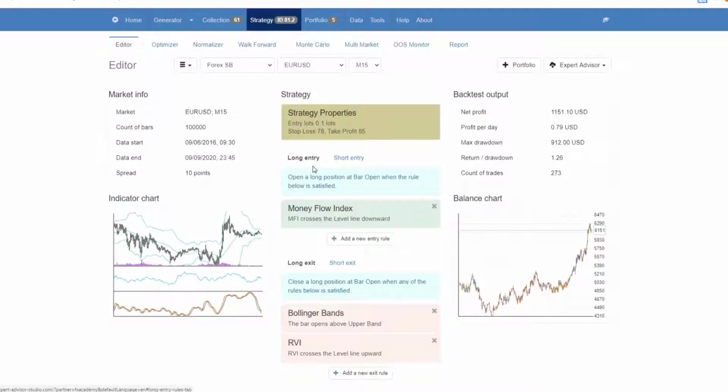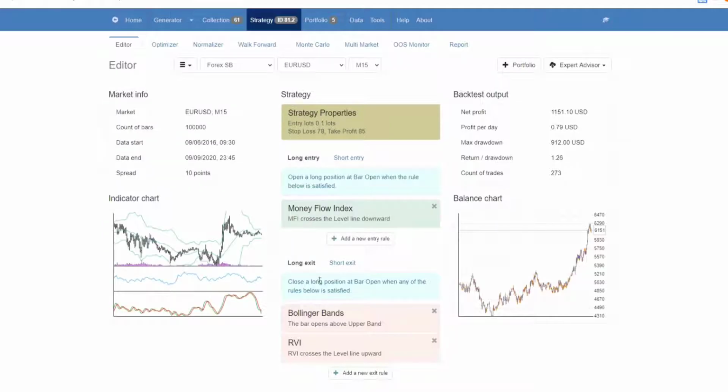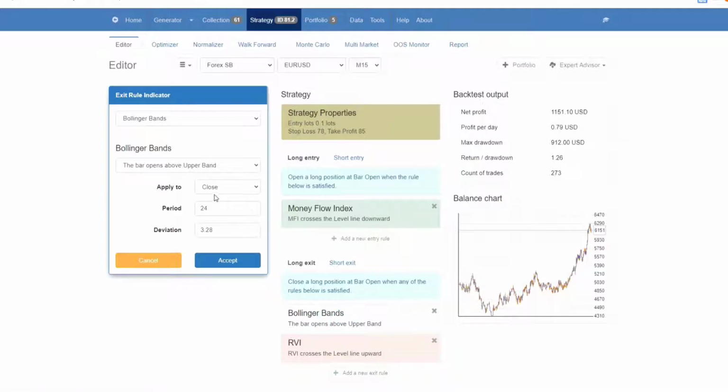Below that, you'll see your long and your short entry rules, as well as your long and your short exit rules. As with the strategy properties box, if you click on it, you can change the settings, and that will in turn change the equity line. The same thing on the long exit and the short exit. The generator has created strategies based on the parameters within these indicators, but if you want to change it, you can simply go in and change it.